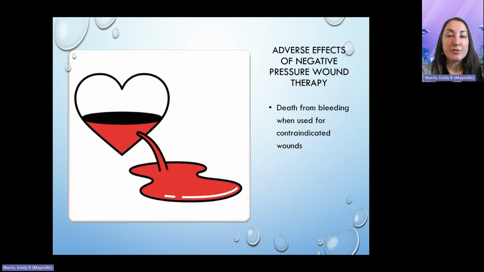With negative pressure wound therapy, if you use it on somebody that you shouldn't, it could possibly cause some significant bleeding and really the worst effect possible, death. So you have to be really careful not to use it on patients where it's contraindicated.